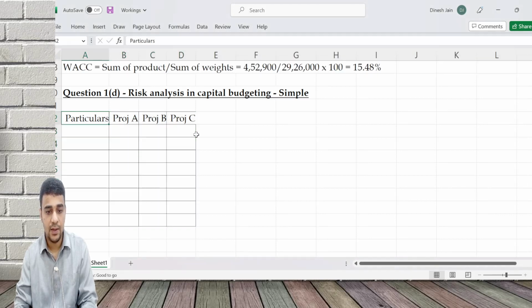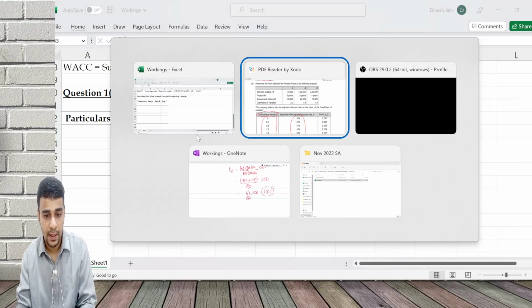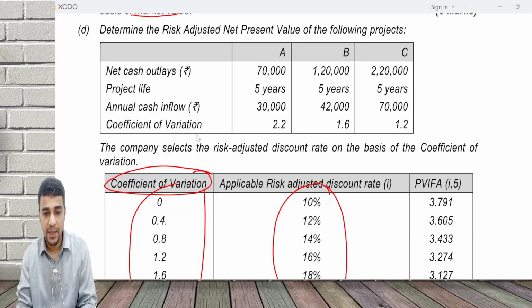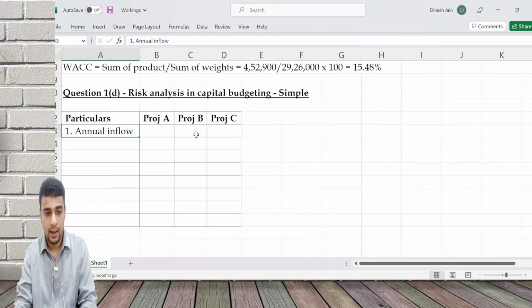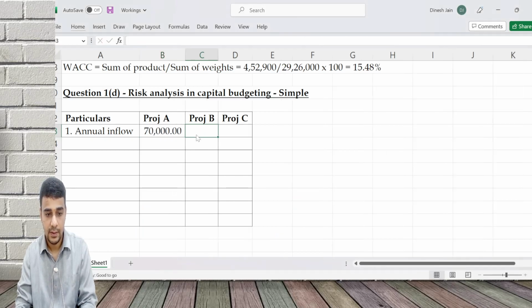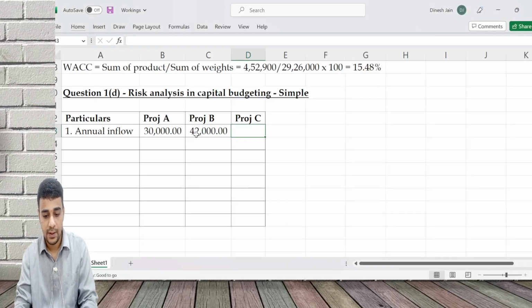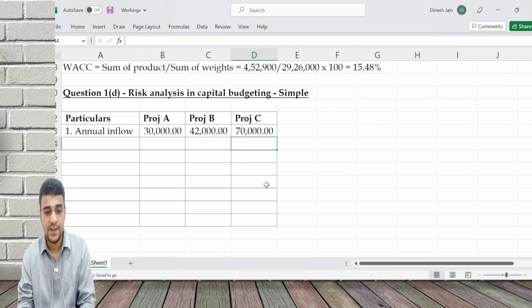Your NPV is equal to PV of inflow minus PV of outflow. Annual inflow, sorry, inflow is 30,000, 42,000, 70,000. So 30, 42, and 70.